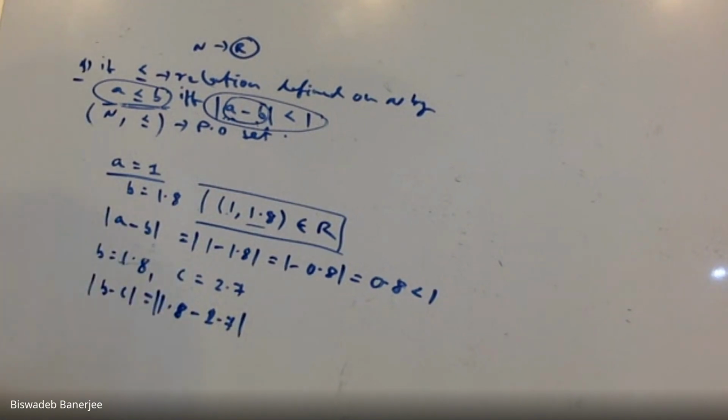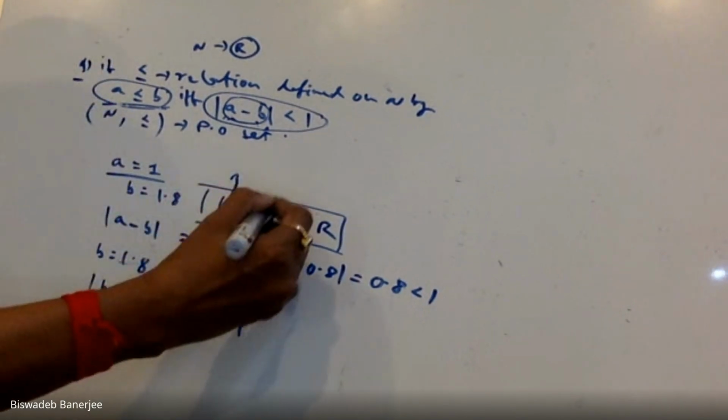Actually, what I'm doing is taking two elements just like a transitive relation. We know how to check a transitive relation. We have to take two elements: (a, b) belongs to R, then (b, c) belongs to R. This is my (a, b).